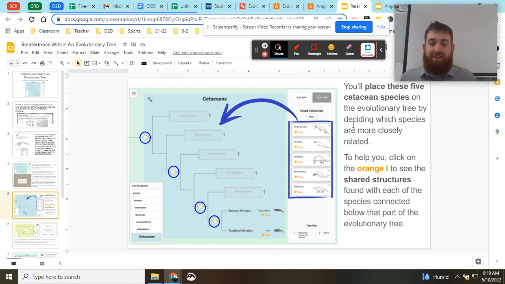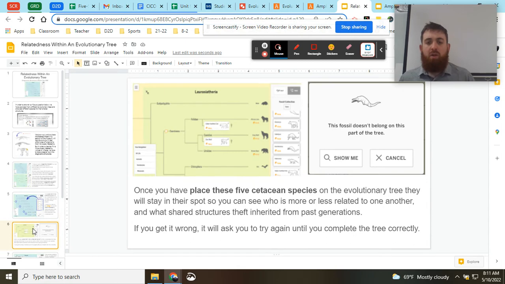So, we're going to be placing these five fossilized species on the evolutionary tree based on who they're more closely related to. Remember, we're going to be putting them in these blank spaces that we see here, and whichever one we put in will be more closely related to whichever one we're connected with. And we're going to be using the eyes here to help us figure out what shared structures they have, and then looking at diagnostic structures as well to help us decide where they go. So once you place them on the tree, like you see here in our example, they'll click right in, and we'll know that they're more or less related to others based on who they're connected with on the tree. If you get it wrong, it'll let you know, and you can try again.